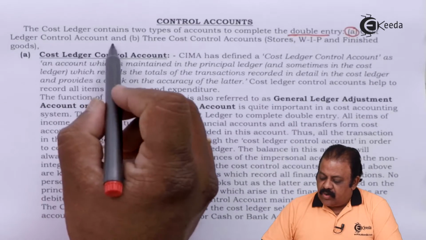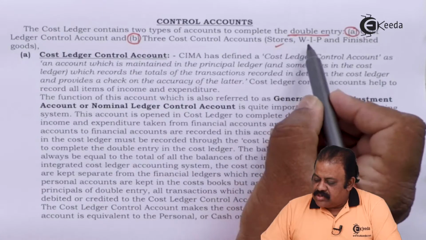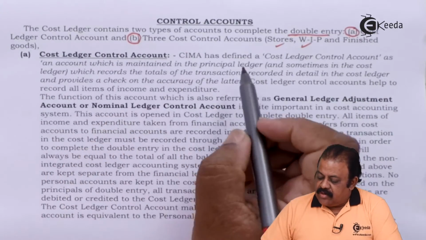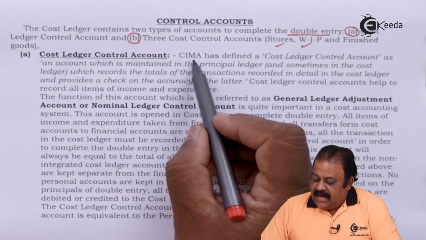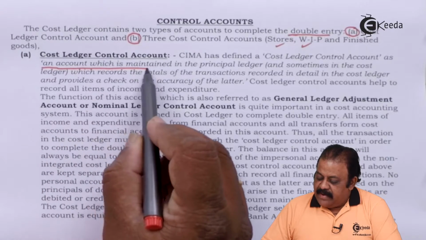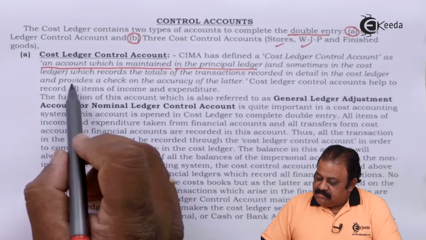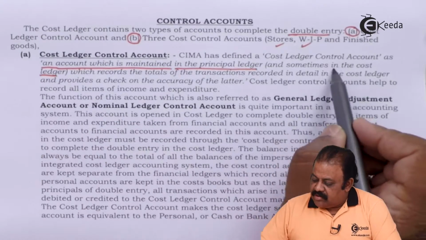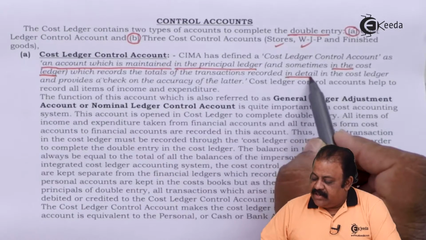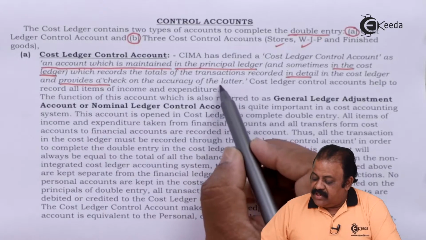A, cost ledger control account, and B, three cost control accounts, that is stores, work in progress and finished goods. Cost ledger control accounts. CIMA has defined cost ledger control account as an account which is maintained in principal ledger, and sometimes it is also called cost ledger, which records the total of transactions recorded in detail in cost ledger and provides a check of accuracy of the latter.